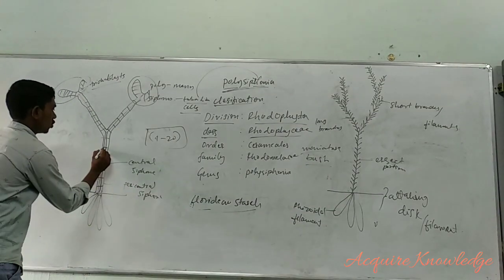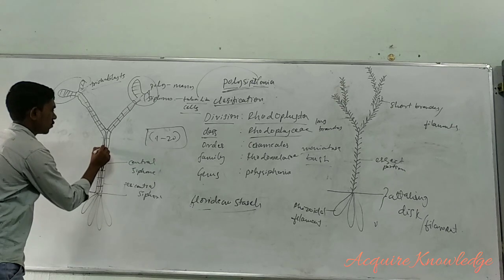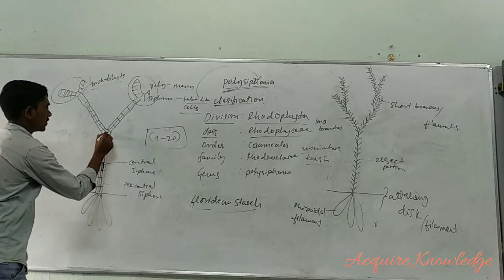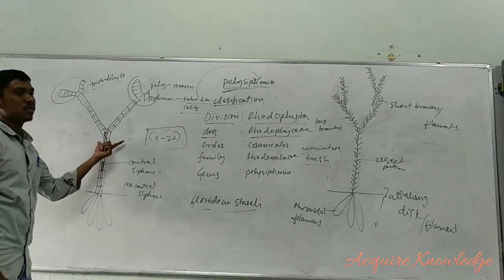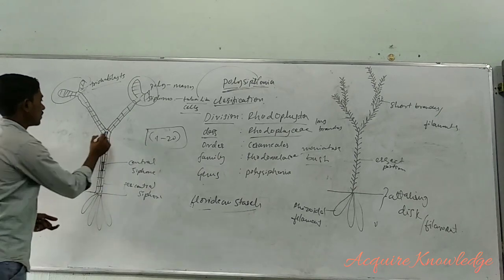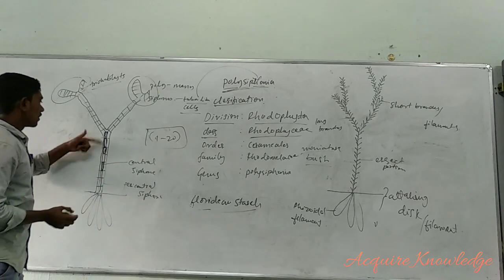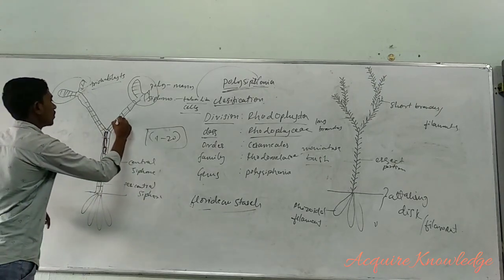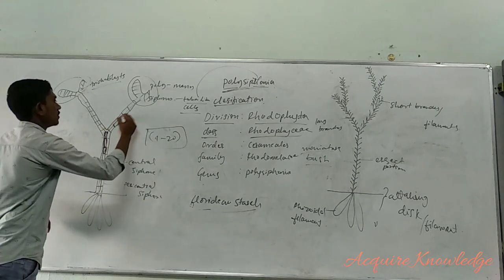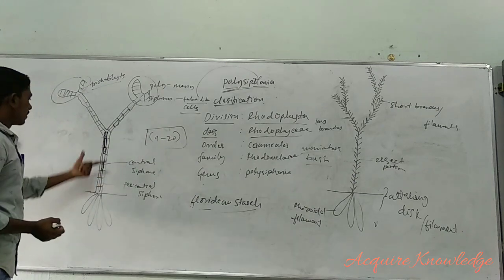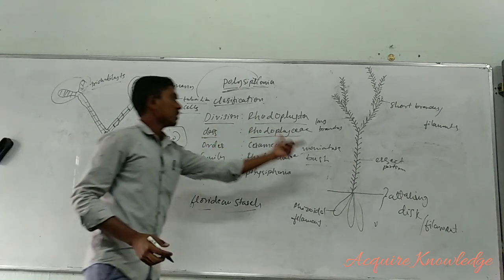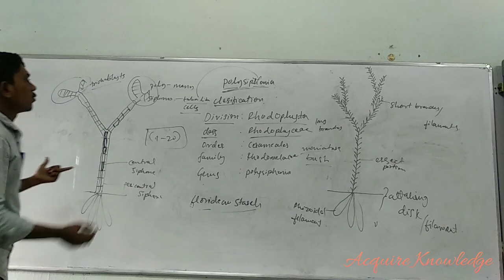These tube-like cells, many cells, are connected through cytoplasmic attachment, and with the help of cytoplasmic attachment they can arrange many cells together. This is all about the general morphology of Polysiphonia.